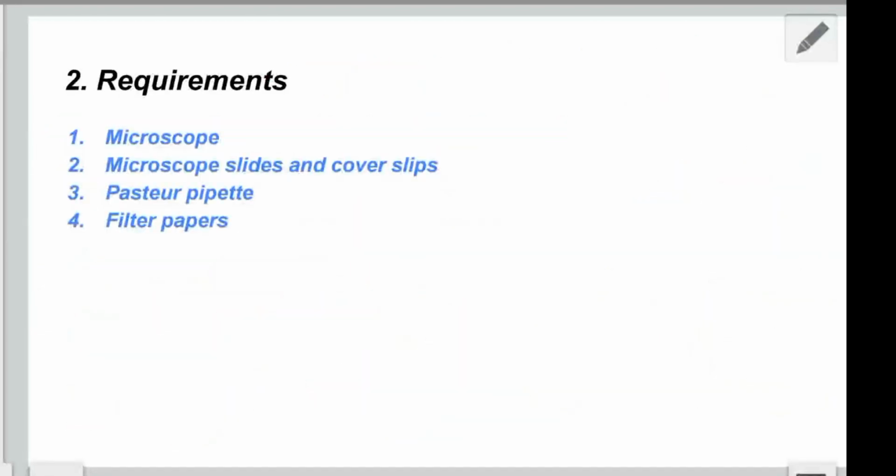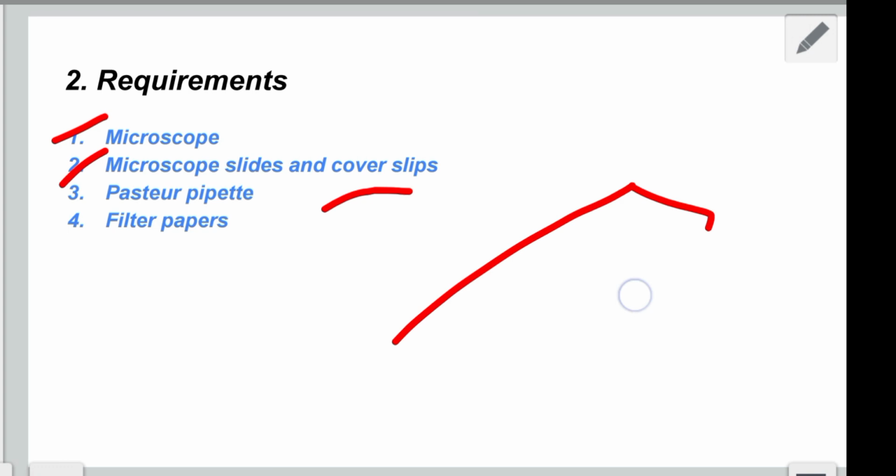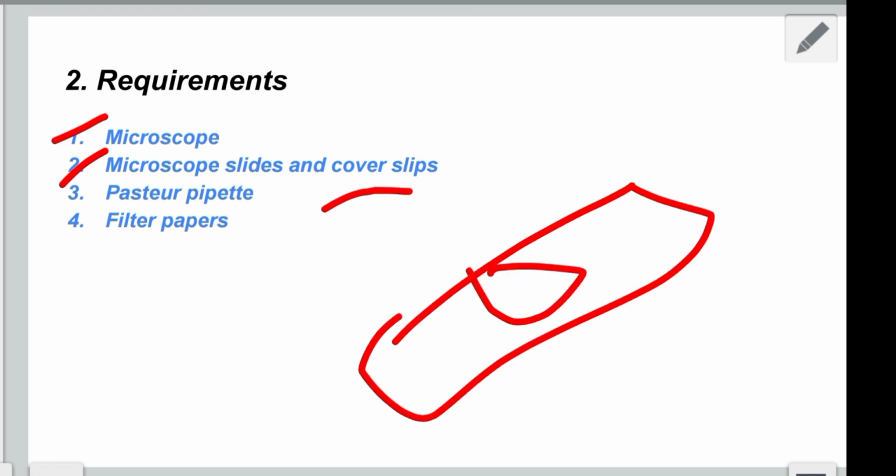The next slide is requirements. What are the requirements for this test? First is a microscope, second is microscope slides and a cover slip, because you have to detect the sickling on a slide which is covered by a cover slip. Third is a Pasteur pipette, which is used to transfer the reducing agent on the slide. And fourth is filter papers.